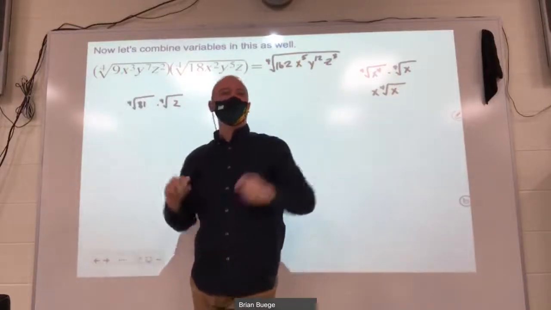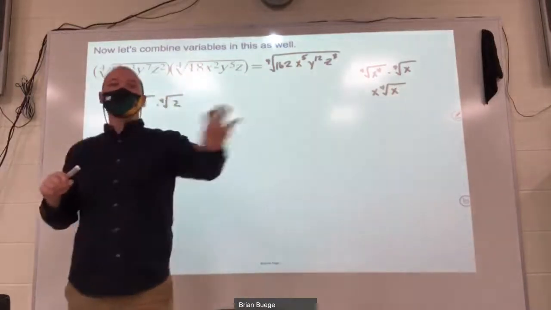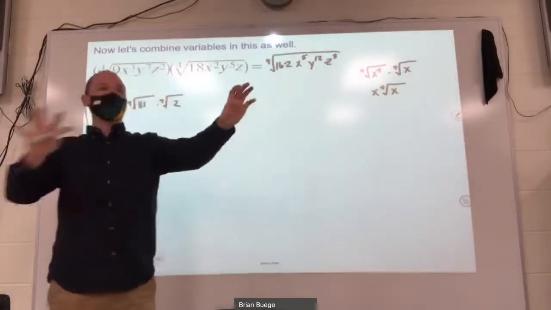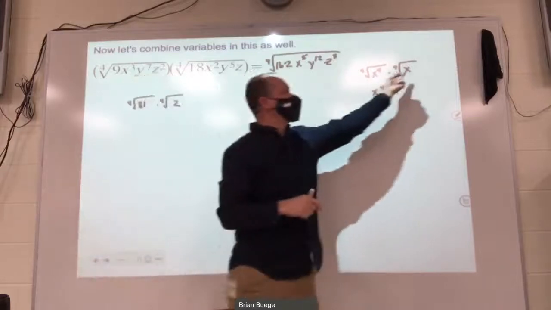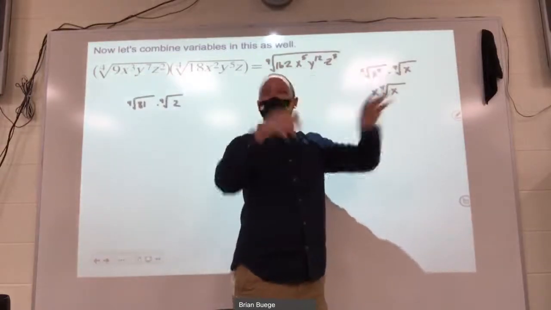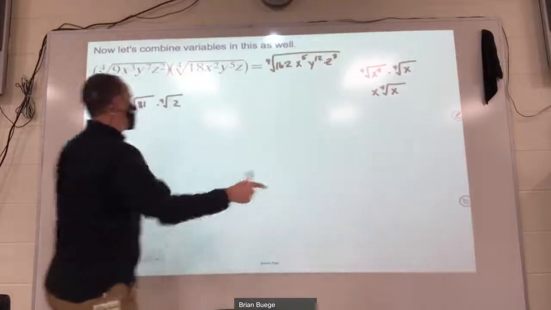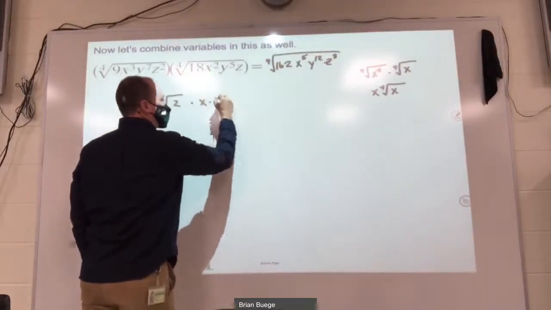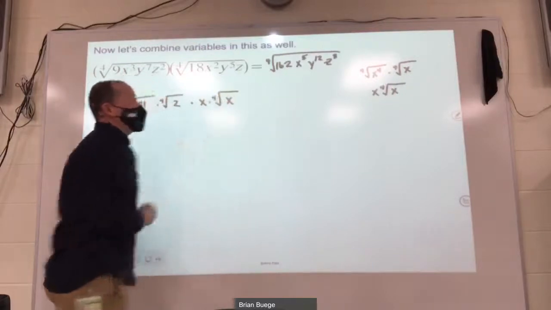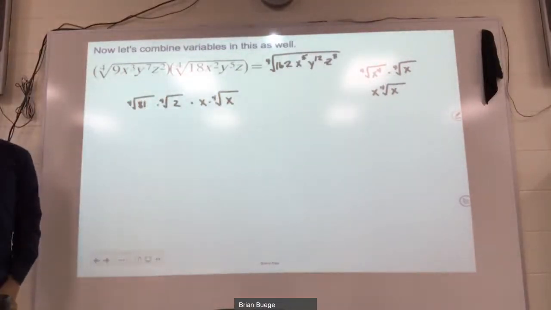That's the idea of the long division: x to what power is coming out, and x to what power is staying in. That's the idea of what's going on. This is really what's happening here, because you're kind of factoring the x. So ultimately we end up with times x times the fourth root of x. There's that part of it.